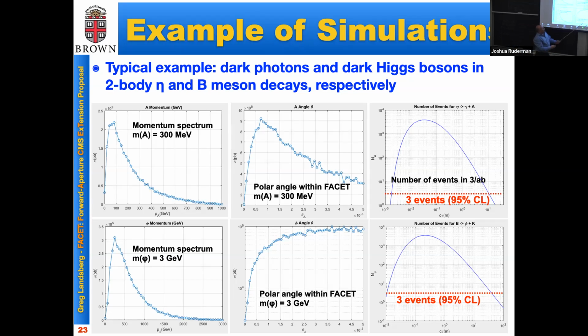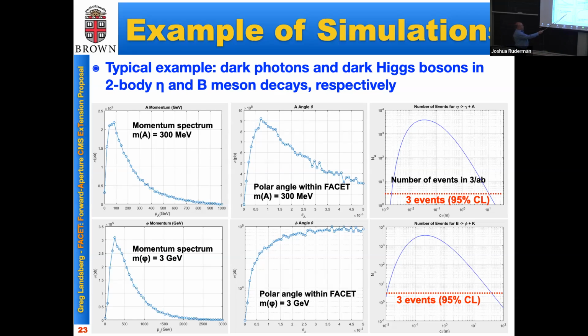And this is the number of events in 3 inverse attobarn, which we get as a function of, say, c tau. And basically, you cut at 3 or whatever you want to get the sensitivity. And then you basically take the sensitivity in terms of c tau and convert it into whatever parameter of interest, the kinetic mixing or any other mixing angle you want to deal with.